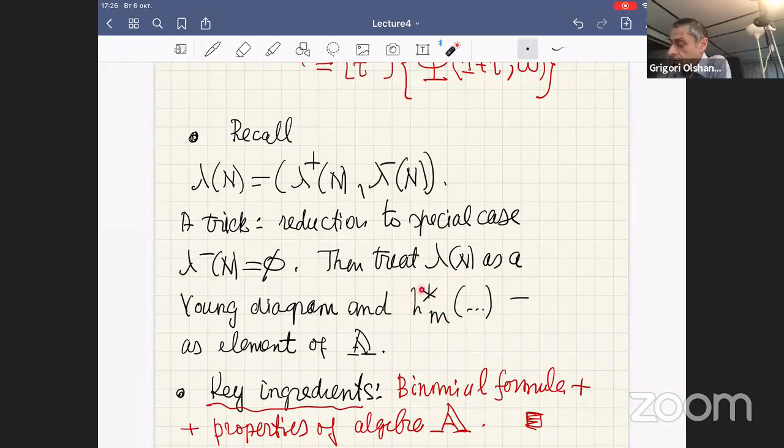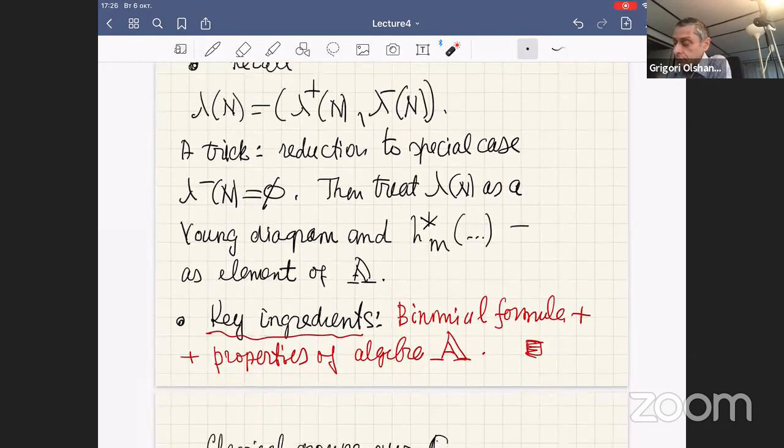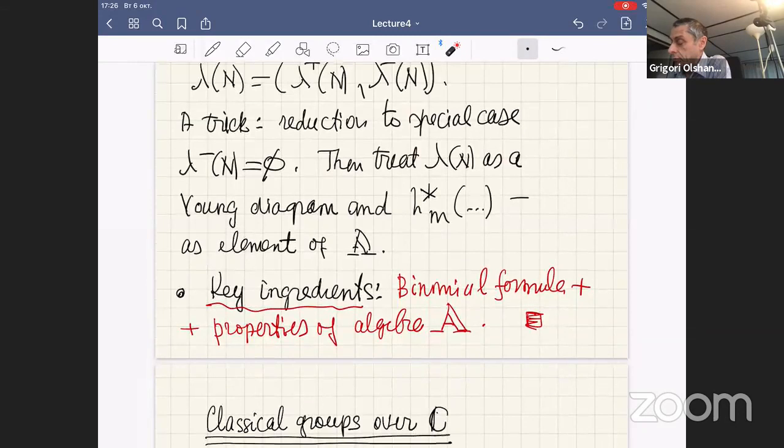And then this object becomes a function on Young diagrams, and we know that this is an element of our algebra of polynomial functions. And then the result that we need is essentially the one that I tried to describe previously. So this is the end, this is the end just of my sketch.